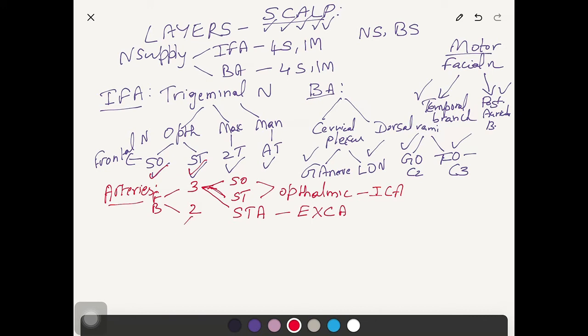The 2 arteries behind the auricle are the posterior auricular artery and the occipital artery. Also, they are branches of the external carotid artery. So this completes the arterial supply: 5 arteries, 3 in front and 2 behind. The 3 in front are the supraorbital, supratrochlear, and superficial temporal; the posterior auricular artery and occipital artery are behind the auricle. So this completes the arterial supply.